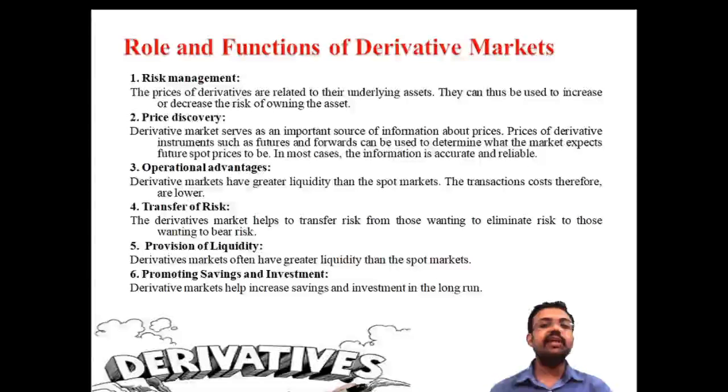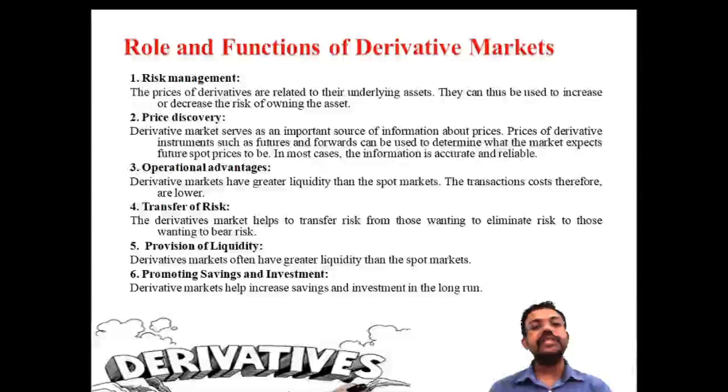And second, price discovery. Derivative markets serve as an important source of information about the price. The price of a derivative instrument such as a future or forward can be used to determine what the market expects. So the discovery of the price is one of the important functions of the derivative market. Buying and selling of the derivative makes it possible to fix the price. So there is a future price, a spot price; a lot of terms are used in the derivative market. The price discovery is possible with the help of the derivative market. That's another important function, price discovery.